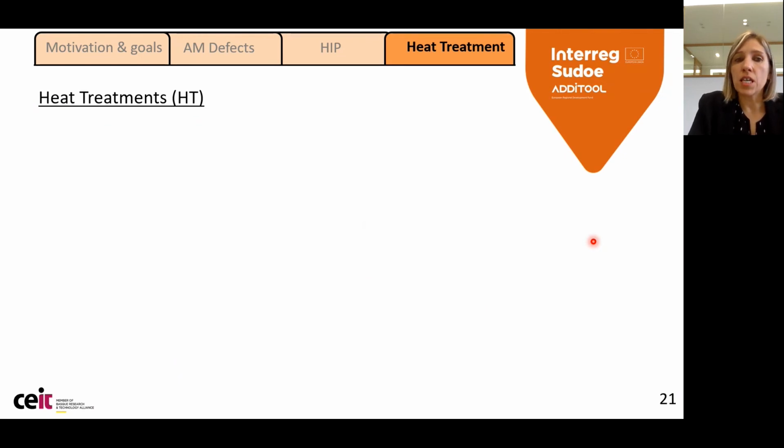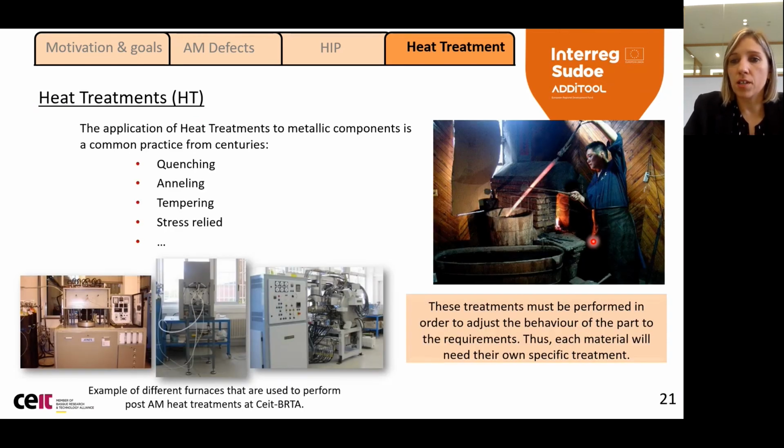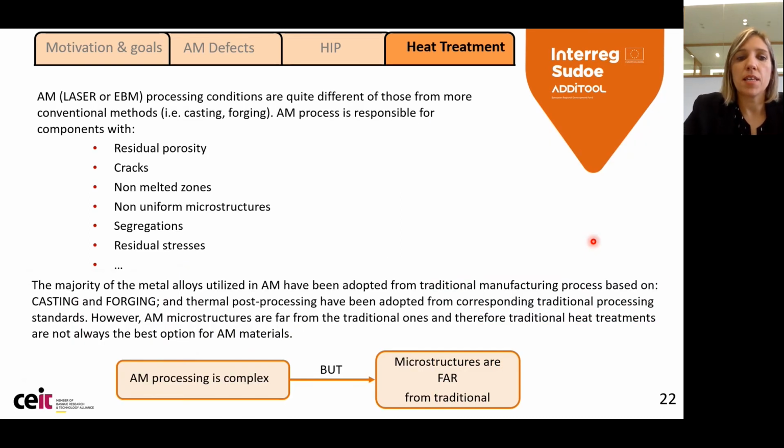About heat treatments, well, it's true that this is not a new subject. Heat treatments have been known for metallic components for centuries. There are a lot of standards for quenching, annealing and tempering processes, and each material has its own heat treatment. However, what's the problem in AM? The problem in AM is that the microstructure that we obtain after different AM technologies is not the same as the ones that we have in forging and casting.